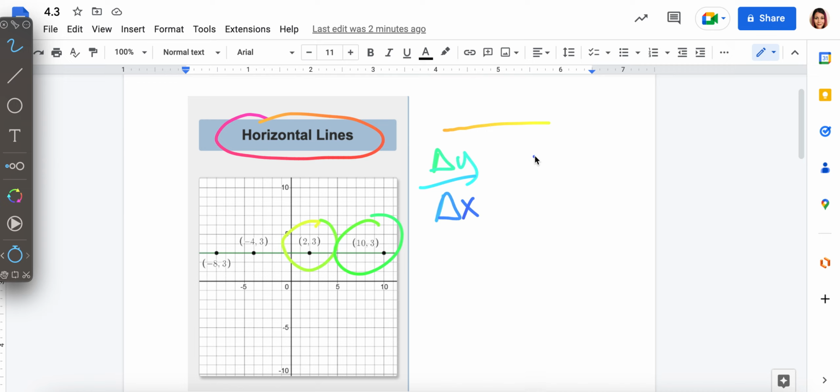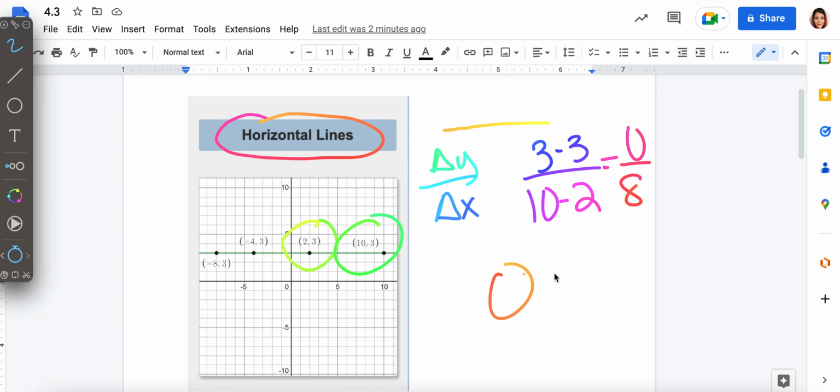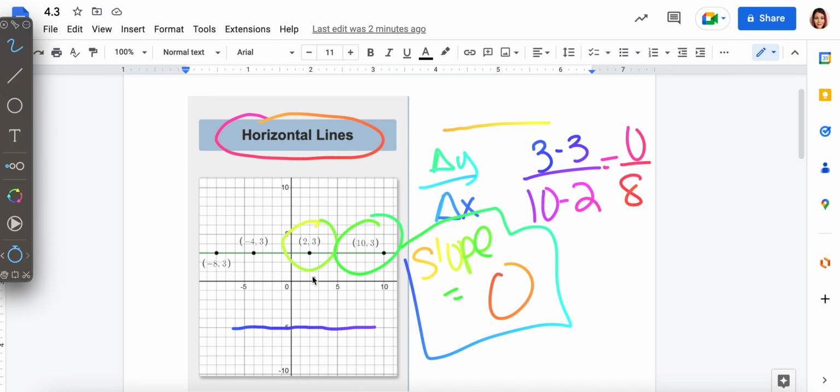So the difference of my y's is 3 minus 3. And then the difference of my x's is 10 minus 2. And so 3 minus 3 is 0. 10 minus 2 is 8. 0 divided by anything is always 0. So here's what we need to know about horizontal lines. Their slope is always 0. No matter where they are on the graph, it doesn't matter. Their slope is always 0.